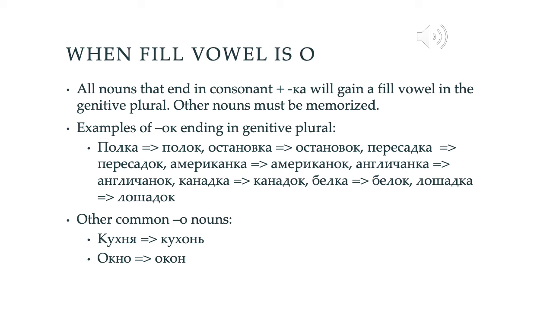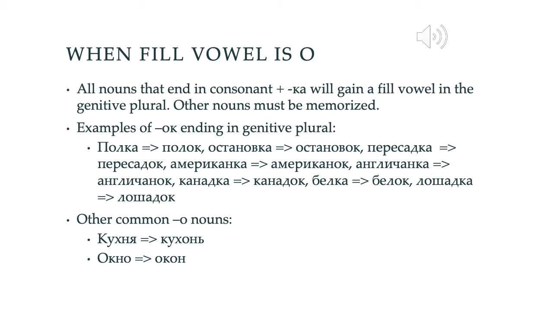And notice that we drop the ya, but then we add a мягкий знак to the end because it's a soft N, and we keep the softness. So кухня, kitchen, becomes кухонь. Окно, window, becomes окон. And here we don't have a soft N. We have a hard O at the end in the nominative singular. And so the N remains hard in the genitive plural and we just add an O.